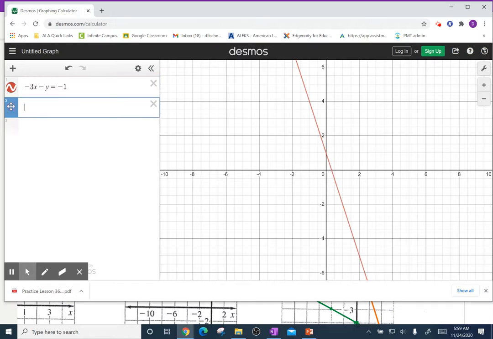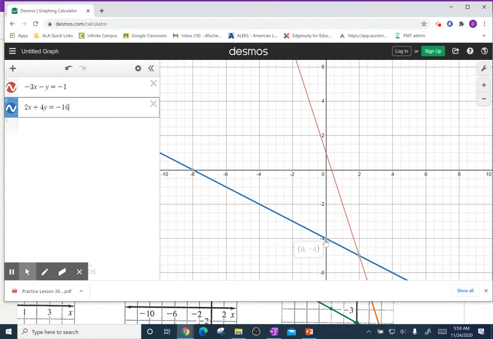All right, so let's go down here and put in the second equation. Let's say 2x minus y. Well, no, it was 2x plus 4y equals negative 16. All right, make sure I got my equations right. We got 3x minus y equals negative 1. That's true. 2x plus 4y equals negative 16.